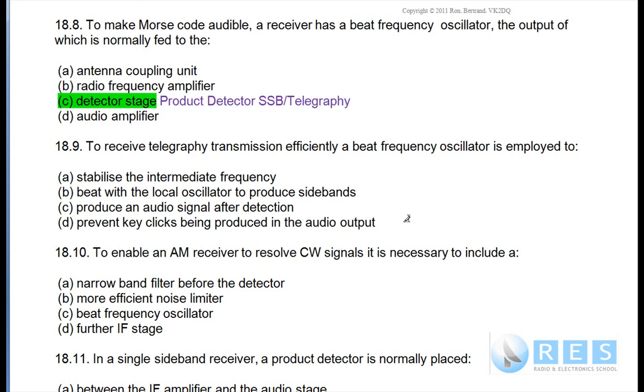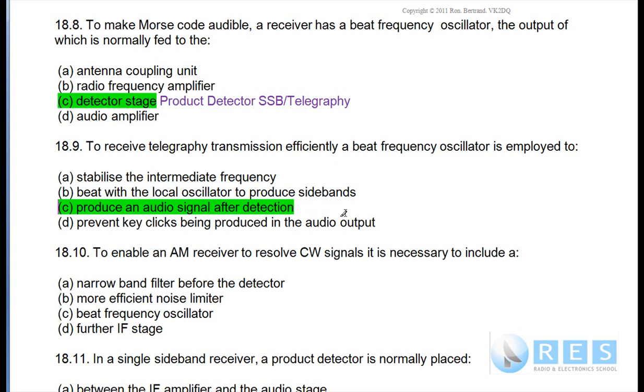18.9. In a receiver, to receive telegraphy transmission efficiently, a beat frequency oscillator is employed too. Remember we talked about the telegraphy receiver, and that Morse code doesn't make any sound. It's the beating of the BFO with the CW signal from the last IF stage. When you put your BFO signal against that, you actually get an audio difference, which is the audio signal for the SSB receiver. In other words, the Morse code tone is created in the receiver.